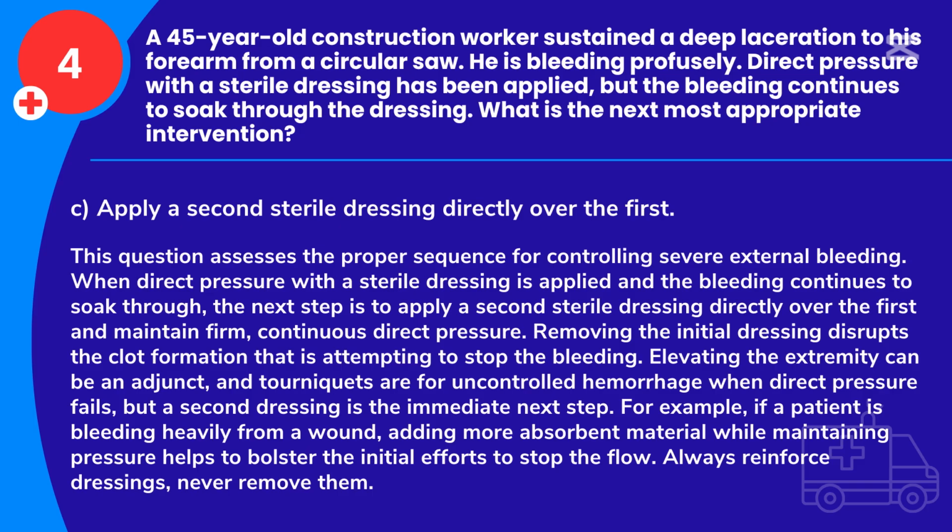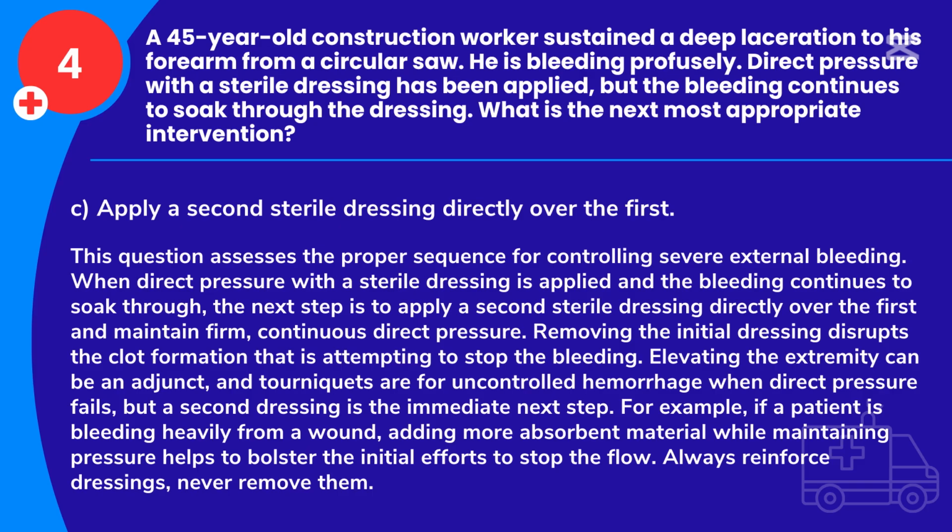This question assesses the proper sequence for controlling severe external bleeding. When direct pressure with a sterile dressing is applied and the bleeding continues to soak through, the next step is to apply a second sterile dressing directly over the first and maintain firm, continuous direct pressure. Removing the initial dressing disrupts the clot formation that is attempting to stop the bleeding.